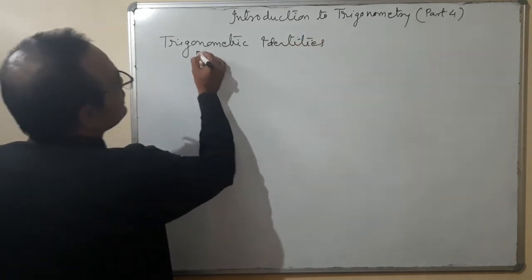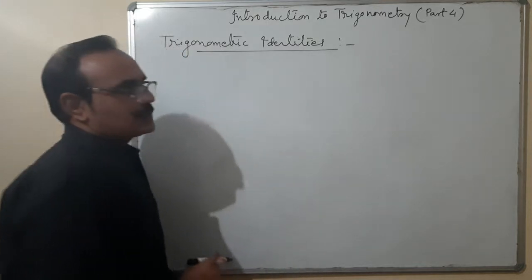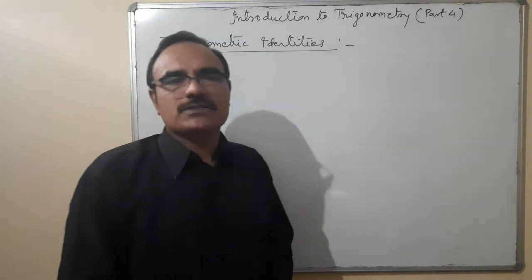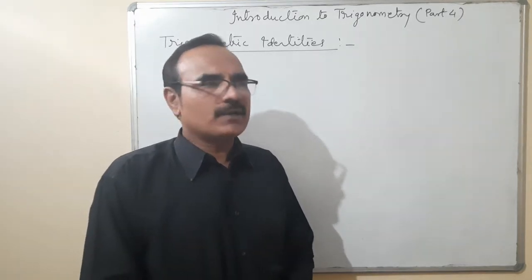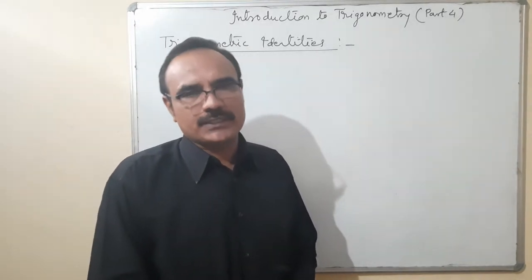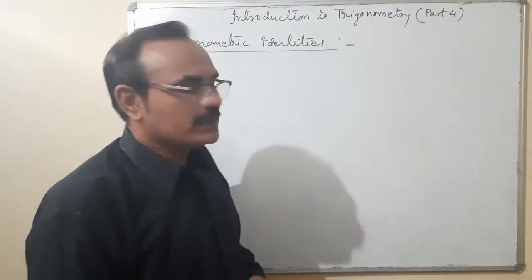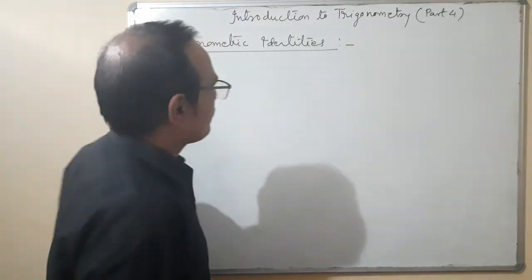Trigonometric identities. The identities are: sin square theta plus cos square theta is equal to 1, 1 plus tan square theta is equal to sec square theta, 1 plus cot square theta is equal to cosec square theta. So, how to prove these identities by geometry?